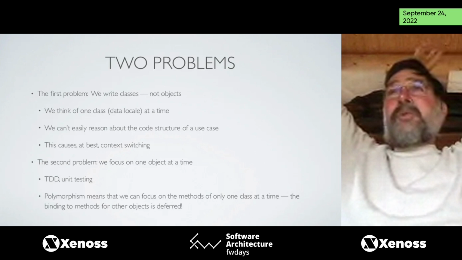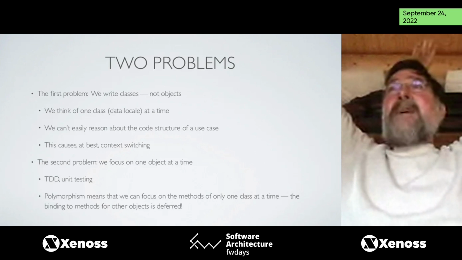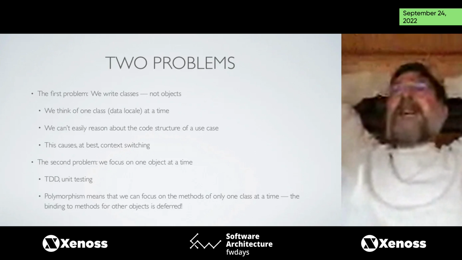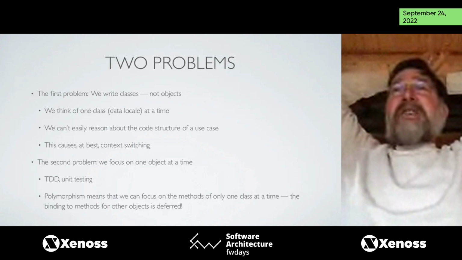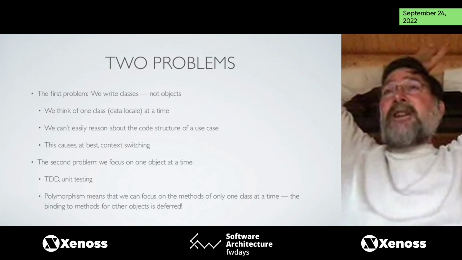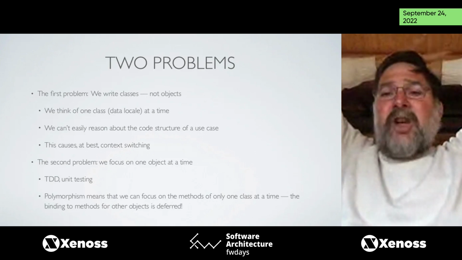Or if the whole team is swarming and they work together, or pair programming, the two will work on one class, and now they need to switch contexts and work on another class. And that context switching is measurably expensive. We'll show you the research later. We've measured this. So this is the first problem.